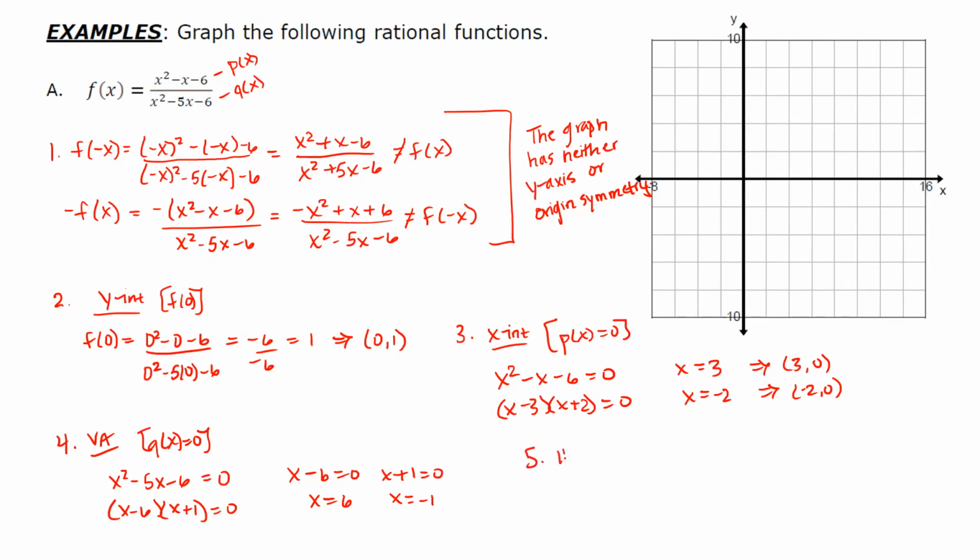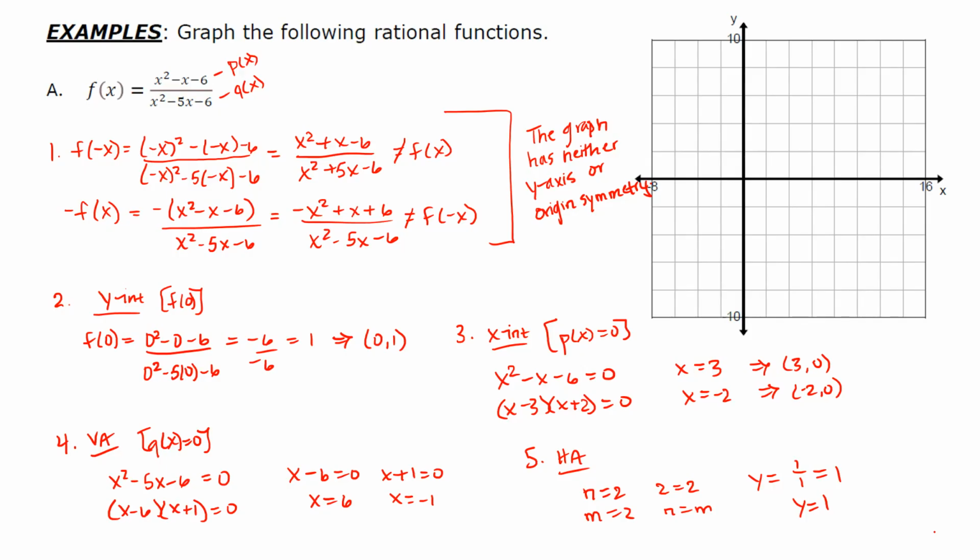And lastly, our horizontal asymptote. So the degree of the numerator is 2, the degree of the denominator is 2, 2 equals 2, so n equals m. That means the horizontal asymptote is going to be the leading coefficients, which are 1 divided by 1, which equals 1. So the horizontal asymptote is y equals 1.